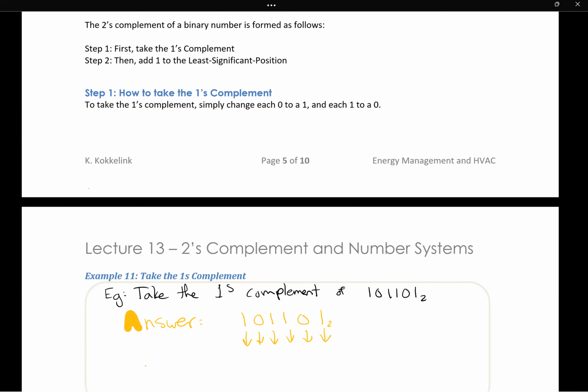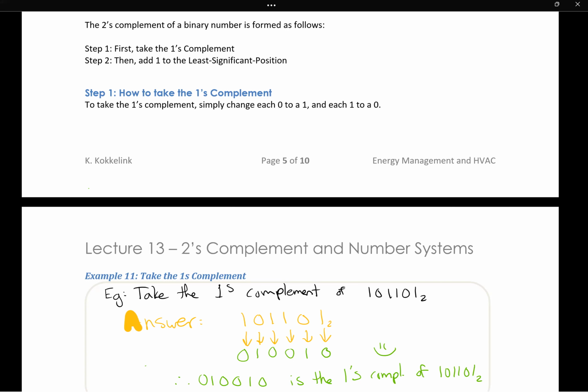I'm going to go from this side over, because we like to work on our least significant digits first. It was a 1, it becomes a 0. It was a 0, it becomes a 1. It was a 1, it becomes a 0. It was a 1, it becomes a 0. It was a 0, it becomes a 1. It was a 1, it becomes a 0. This makes me pretty happy. That was a pretty simple process. So therefore, 0, 1, 0, 0, 1, 0 is the 1's complement of 1, 0, 1, 1, 0, 1, base 2.